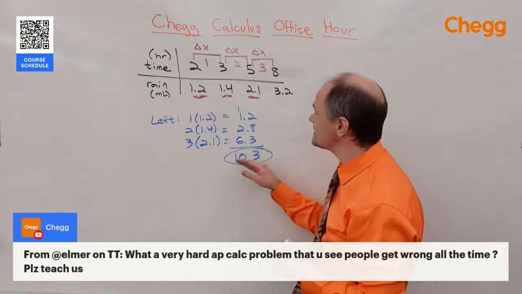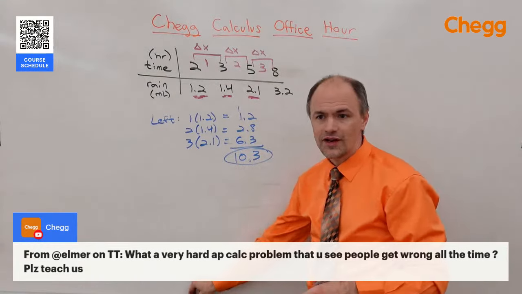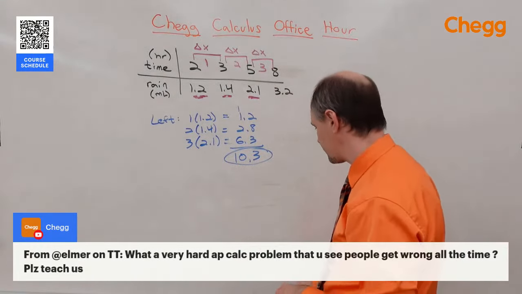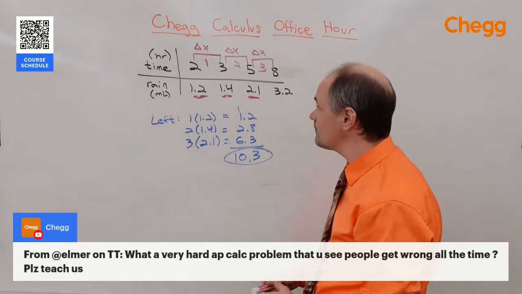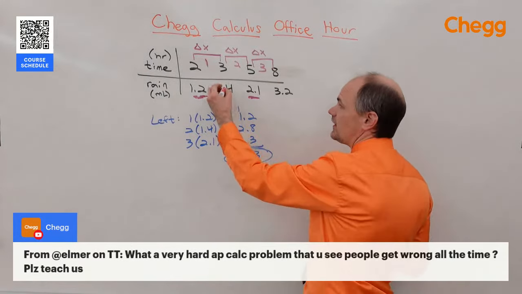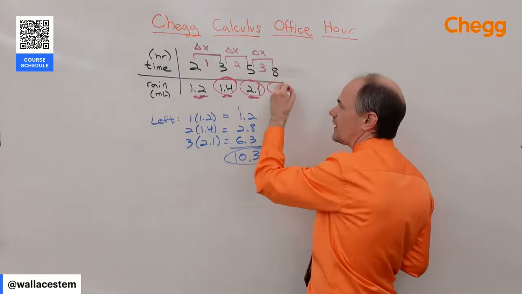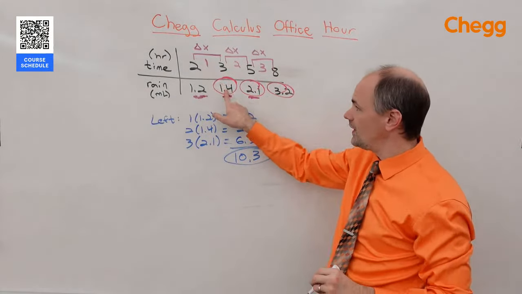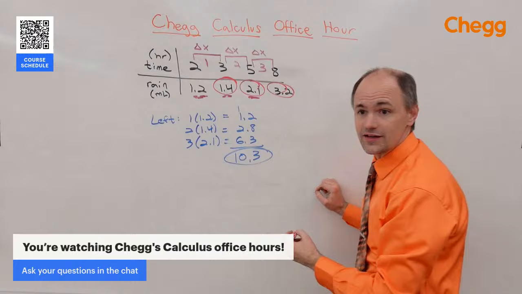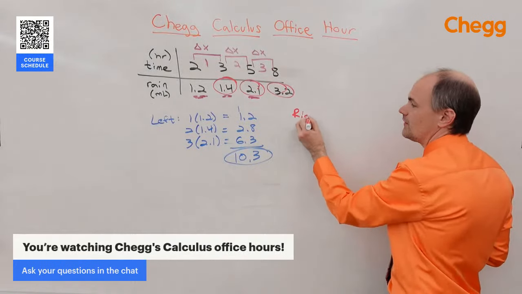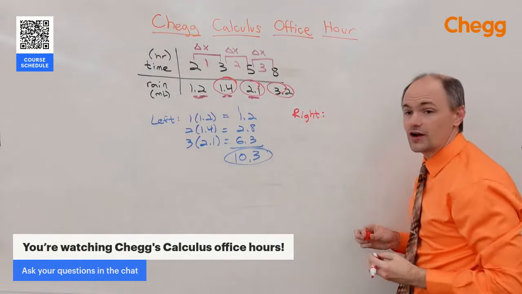And so that's given us an idea of what's going on with the left rectangles. Now I could do the exact same problem with right rectangles. If we did right rectangles, we'd use the right values. Actually, let's go ahead and do that and compare, because that's an interesting problem. Let's see how much error we end up with.